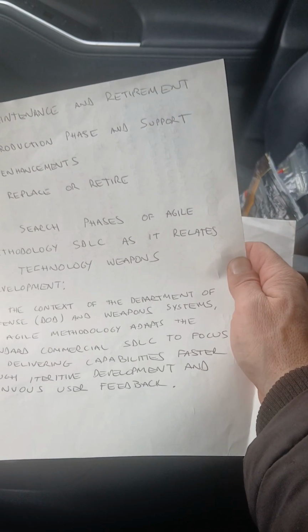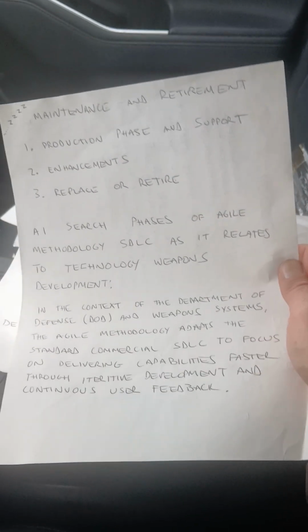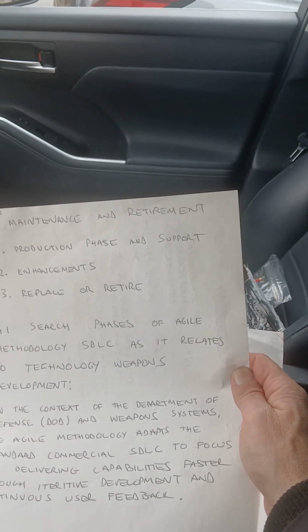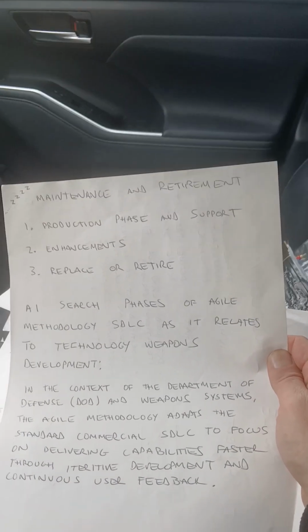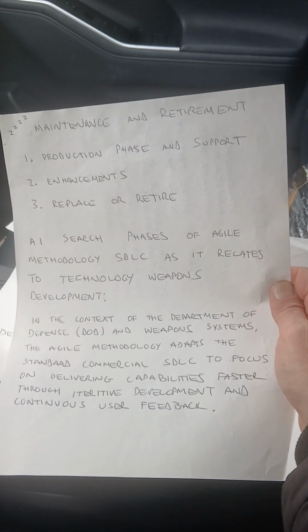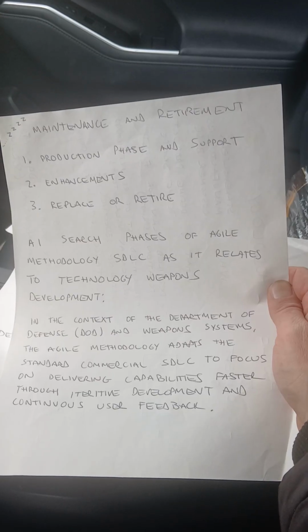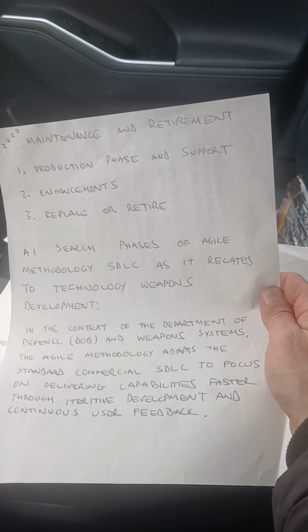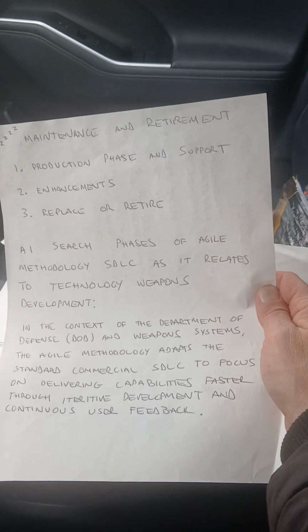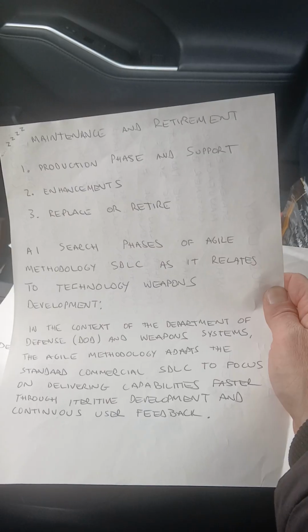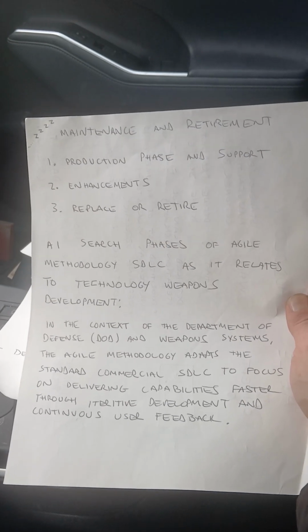Let's see. Oh, the AI search that I did. Search phases of Agile methodology, SDLC, as it relates to technology weapons development. Because I was just curious, does the Department of Defense or weapons manufacturers, do they use Agile when they're developing technological weapons? And the obvious answer is yes.